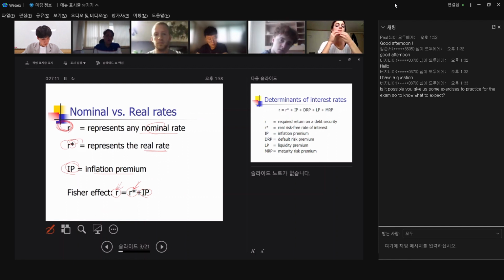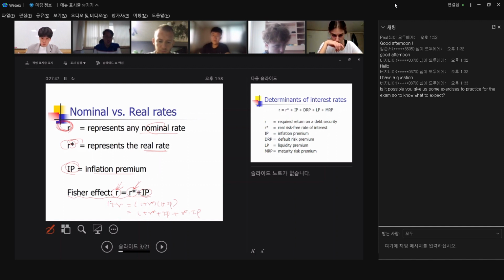So we'll talk about the Fisher effect. What is the Fisher effect? How can we figure out this equation first? The Fisher effect: 1 plus R, in other words 1 plus nominal interest rate, can be calculated by 1 plus real interest rate times 1 plus inflation premium. If we rearrange this equation, 1 plus R star plus IP plus R star times IP.